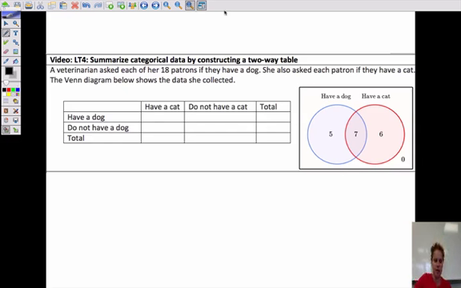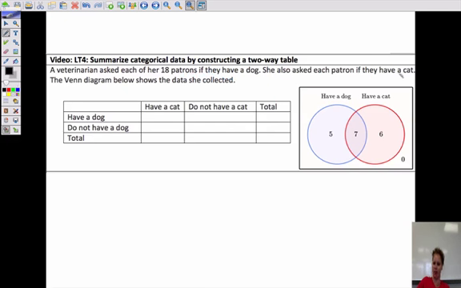All right, in this video, we are going to talk about two-way tables. And two-way tables are just like this one up here. It's a way to look at two different things. So in this example, we're going to look at people that have cats versus people that have dogs and those that have neither. Okay? So a veterinarian asked each of her 18 patrons if they had a dog.